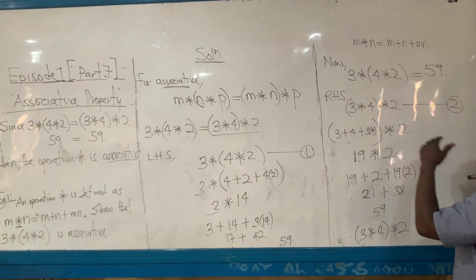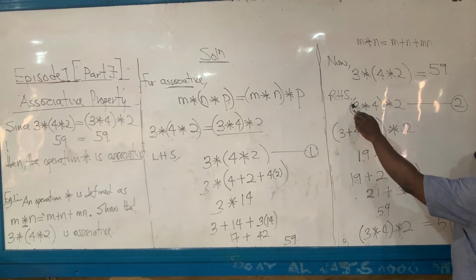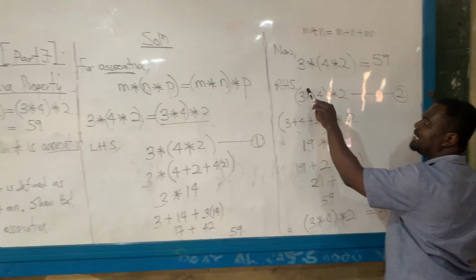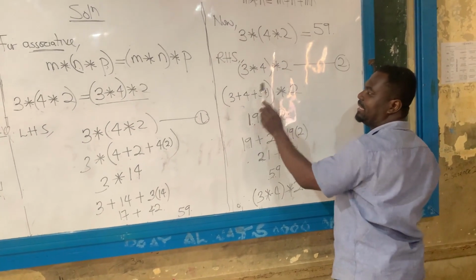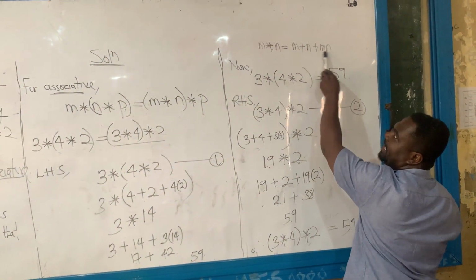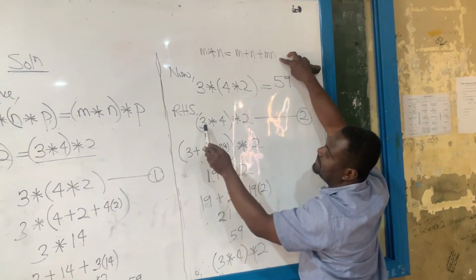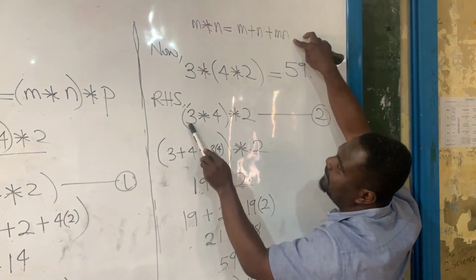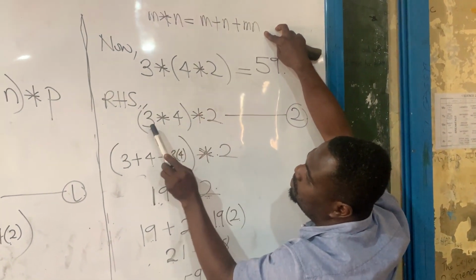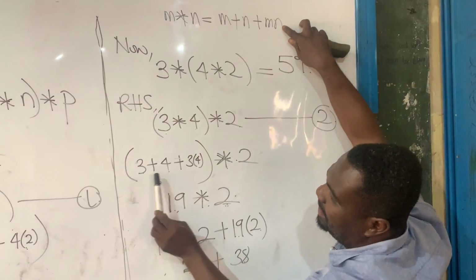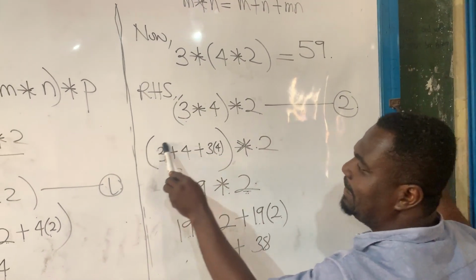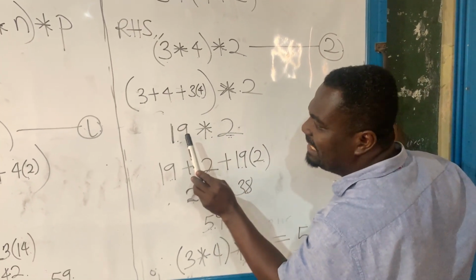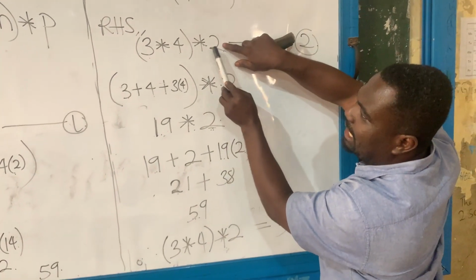So I considered 3 star 4 star 2, that is my right hand side, and I started solving what is inside the bracket. Using the general formula here, what is inside the bracket is 3 and 4. Whenever you see m, you put 3. Whenever you see n, you put in 4. So putting 3 and 4 in the formula, this is what we are getting. After simplifying this, you are getting everything here as 19. So it's going to be 19 against this star 2.